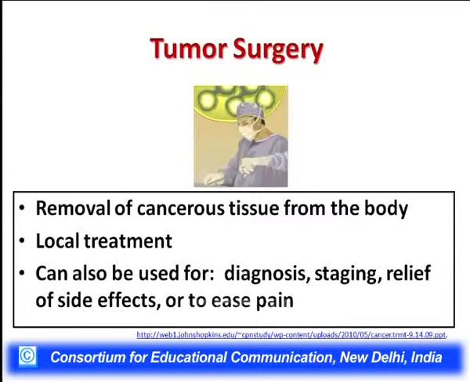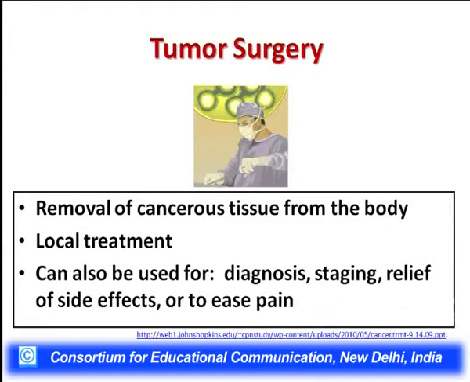The first one is the tumor surgery in which the removal of the cancerous tissues from the body is done. So there are local treatments which are done. Then subsequently the removed body part is diagnosed, staging and the various histopathological studies are done on those parts to check what exactly the stage of the cancer was, how exactly the spread has occurred. So the first one is the tumor surgery.